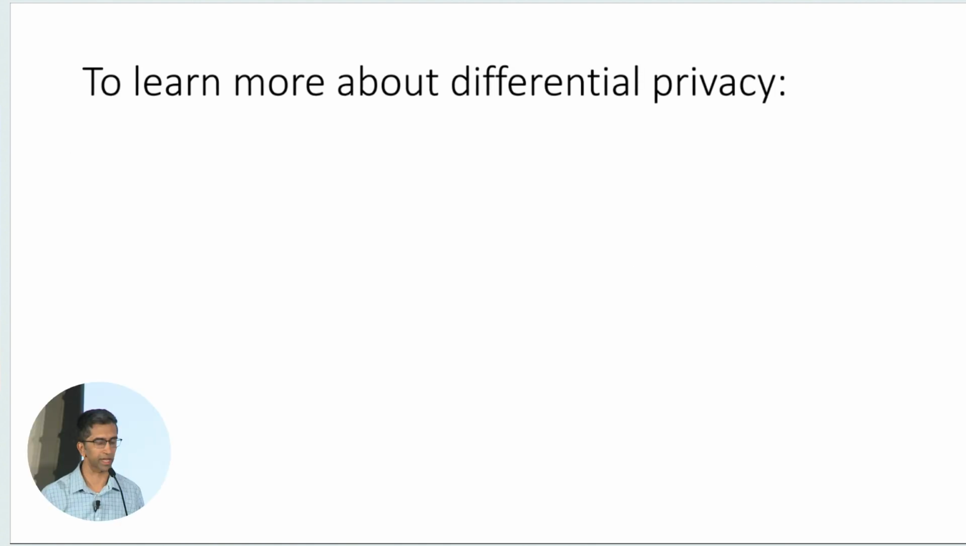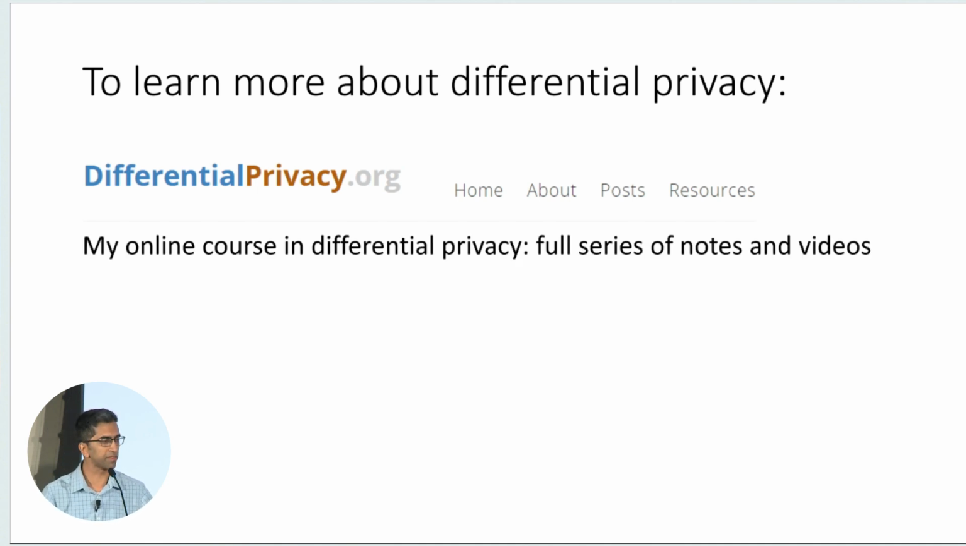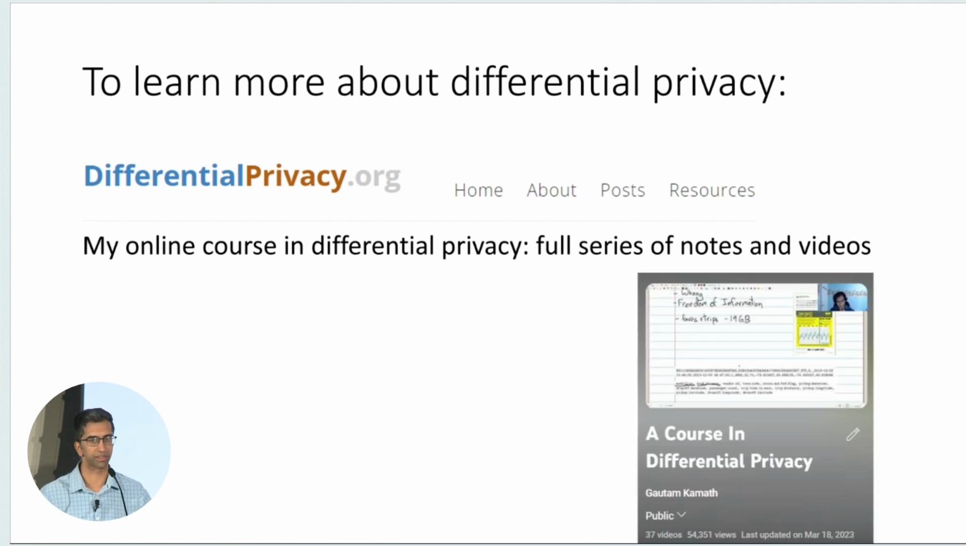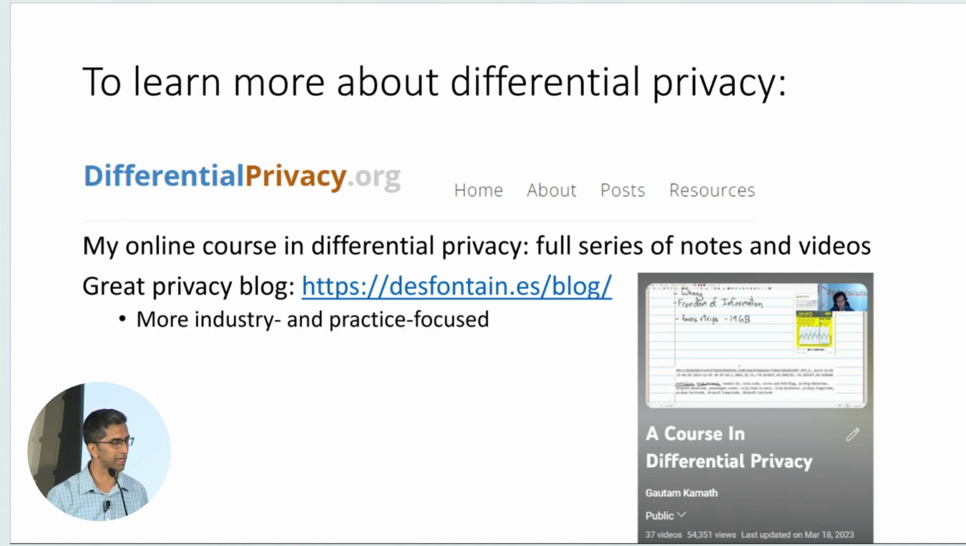In terms of other resources, I can refer you to a site known as differentialprivacy.org, which I, as well as a few other folks, administer. The thing I like most about this is, we have this thing at the top right, resources, which links to a whole bunch of things and educational resources. One of them, amongst others, is my online course in differential privacy. It's freely available on my website and on YouTube. It's a graduate course in CS, so it takes a more academic focus. But if you really want to understand the fundamentals, I'll give a shout out to this great privacy blog I already mentioned earlier by Damien Desfontaine, which takes a more industry and practice-focused look at differential privacy.